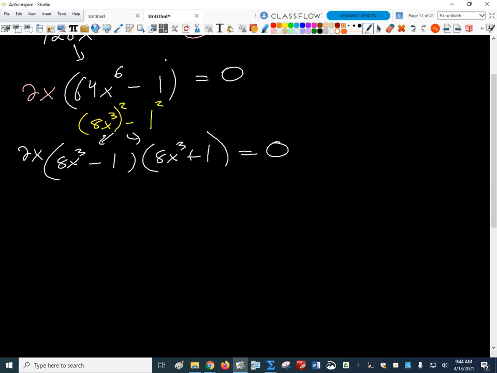Okay? I won't even do it, right? But it's the same thing we did last time, right? This would just be, I could think of this as being 2x quantity cubed minus 1 cubed, right? And just split it up using difference of cubes. Same thing here. Everybody good with that?